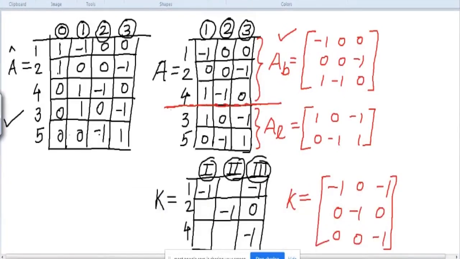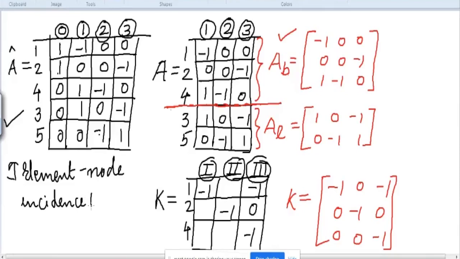So this we have seen yesterday, and then with the help of this, we have written our element node incidence matrix. This matrix is our element node incidence matrix. So first we need to have the element node incidence matrix, and once we have it, we can make the bus impedance matrix out of it. So this is the element node incidence matrix.